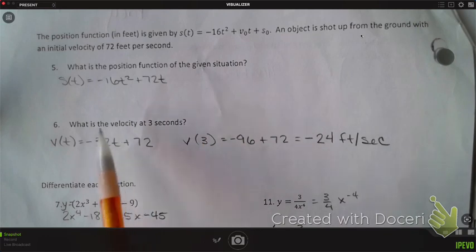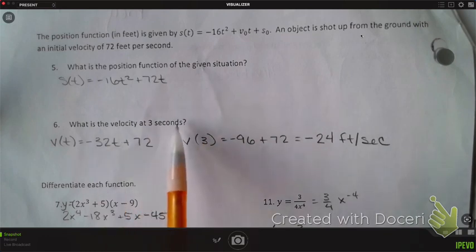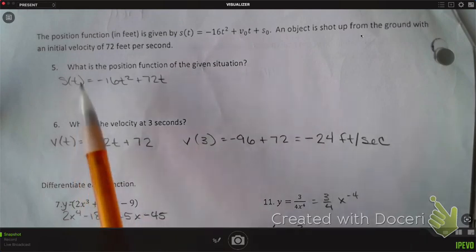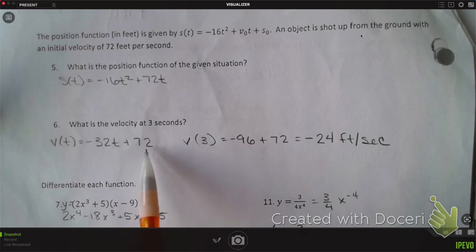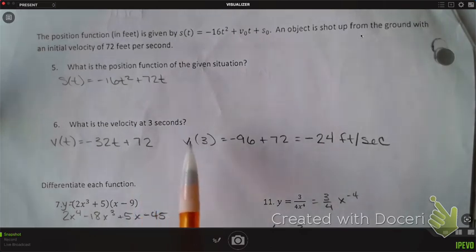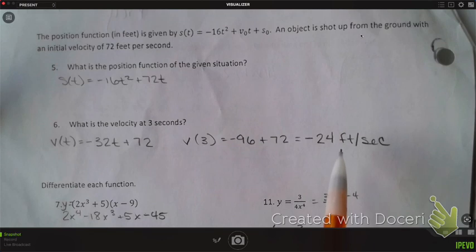Then I want the velocity at 3, so you have to find the velocity equation, yes? Yeah, so you plug in. So you find the derivative of S, which is negative 32t plus 72, and then plug in what? 3. Don't forget your label. To find the derivative.